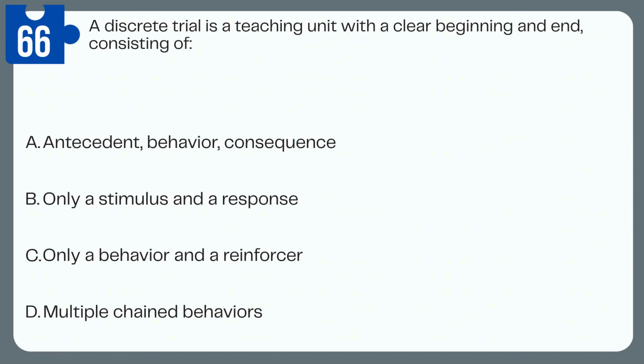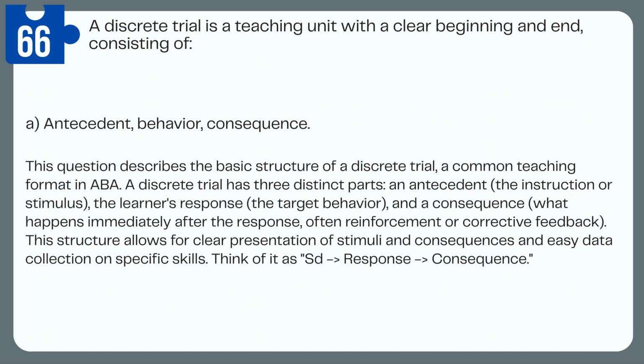Question 66. A discrete trial is a teaching unit with a clear beginning and end consisting of A. Antecedent, behavior, consequence. B. Only a stimulus and a response. C. Only a behavior and a reinforcer. D. Multiple chained behaviors. Answer. A. Antecedent, behavior, consequence.